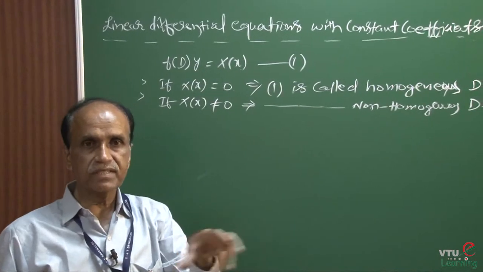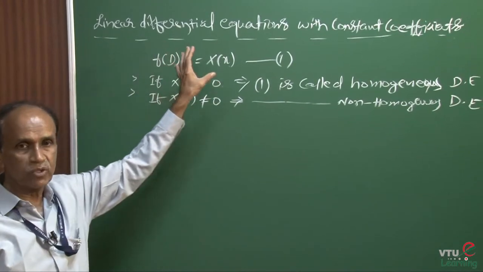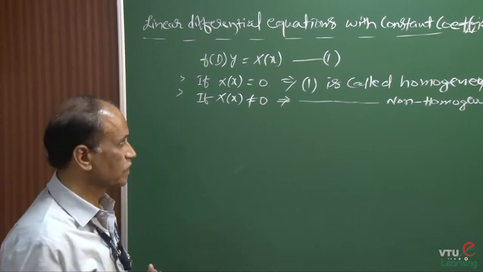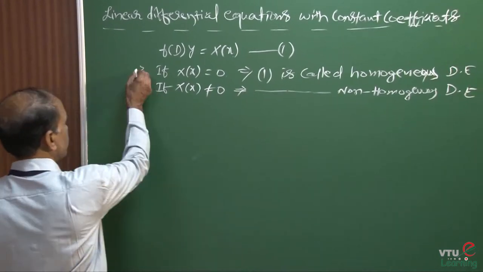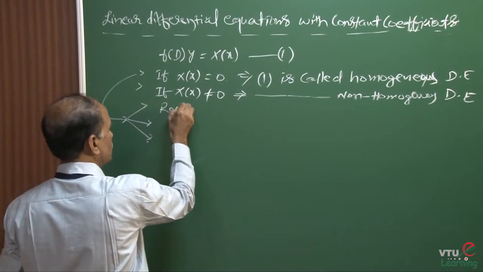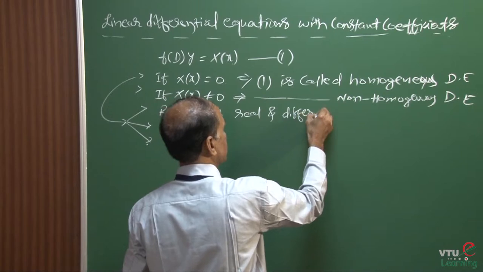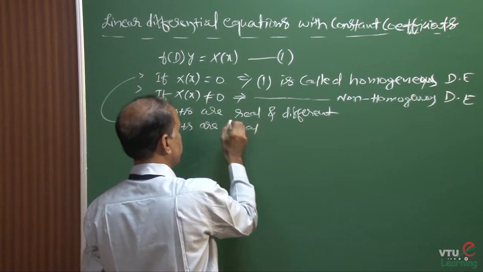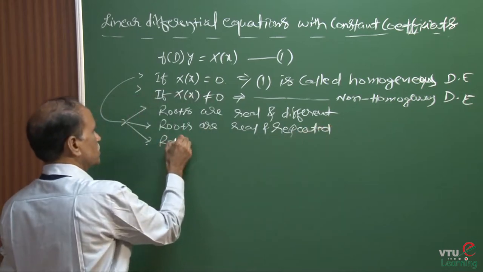What are the types of roots which occur in this homogeneous differential equation when X(x) equals 0? Only the left side we are going to talk about, how the roots are to be obtained, and how we write the solution according to the types of roots. In the case of the homogeneous differential equation, we have three cases: roots are real and different, roots are real and repeated, and roots are imaginary.